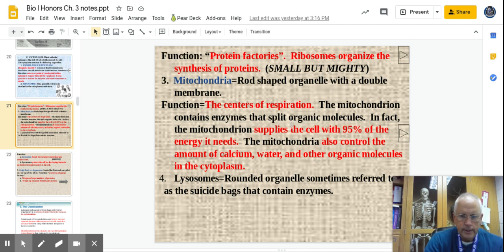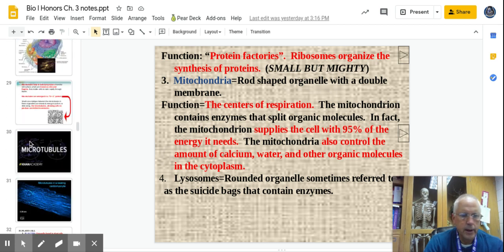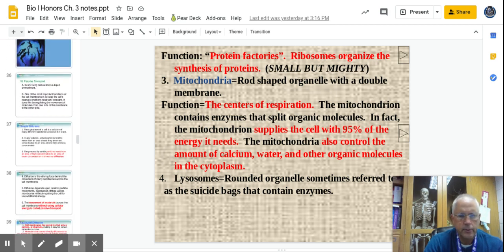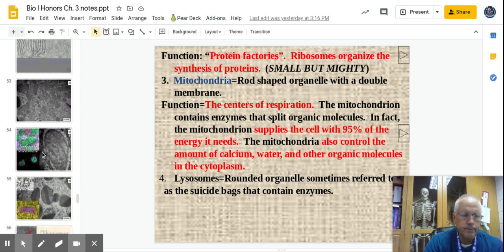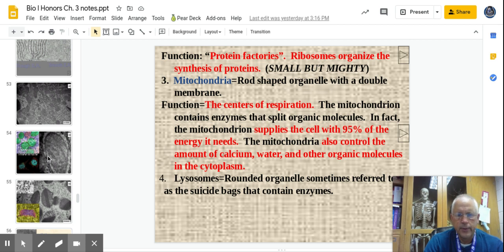The mitochondria, you can see what the main function of mitochondria are. They're a center of respiration. 95% of the energy needs of a cell is met with the mitochondria. They also control calcium and water and some other things coming in. But the main function, I'll show you a picture of those, is to provide energy for us. And this is what they look like.